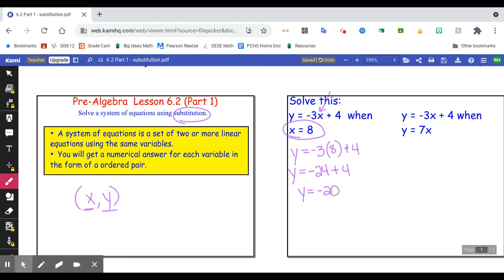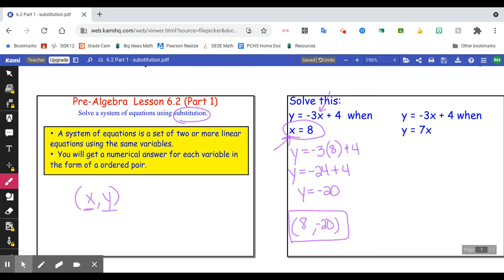So y equals negative 3 times 8 is negative 24 plus 4, and then y equals negative 20. Okay, so we have an ordered pair, right? We just found y, which was negative 20, and then I gave you the x earlier when we started, so that's 8. So our ordered pair where these two lines would cross on a graph would be at point (8, negative 20).